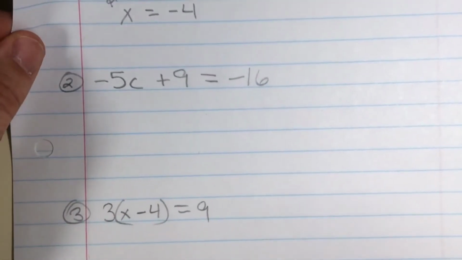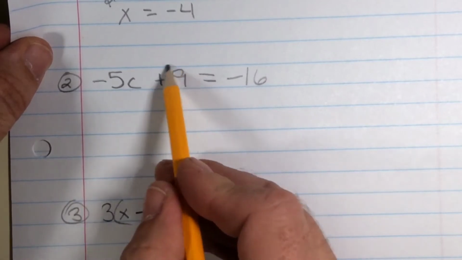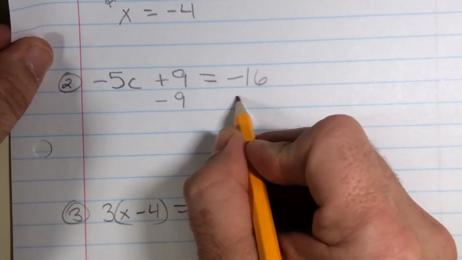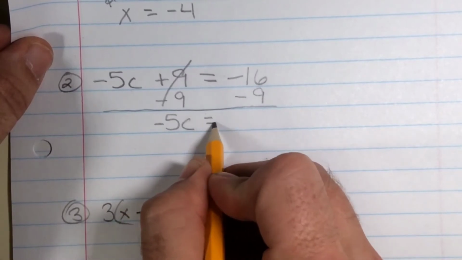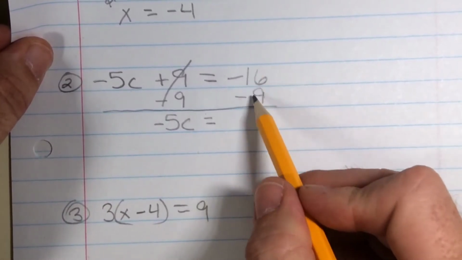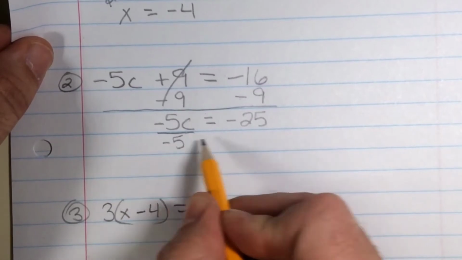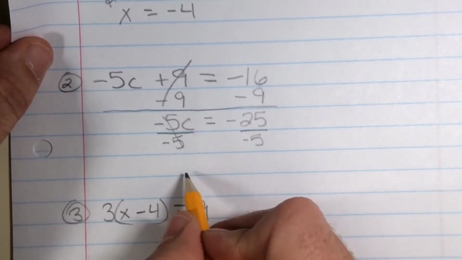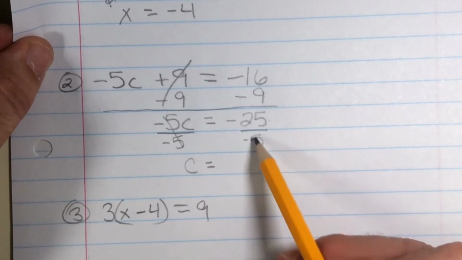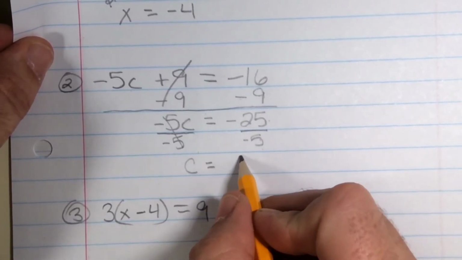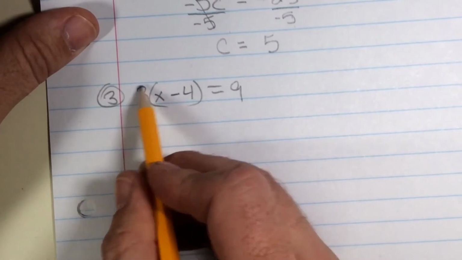Here, we got to undo addition and subtraction first. This is not subtraction over here. This is negative 5 times c. We're getting rid of this plus 9. How do we get rid of a plus 9? Subtract 9, of course. Leaving me with negative 5 times c over here. Negative 16, negative 9, same sign. Add and keep negative 25. Now I divide by negative 5. I divide by negative 5. This leaves me with c over here. And negative 25 divided by negative 5. Negative divided by negative gives me a positive. 25 divided by 5 is 5. C equals positive 5.